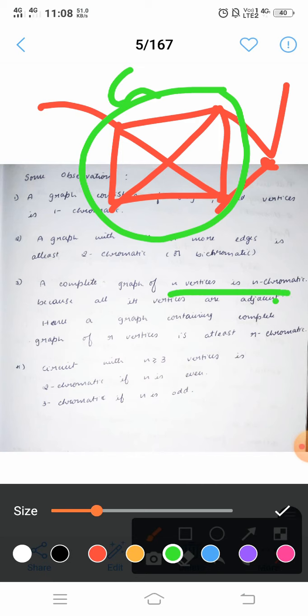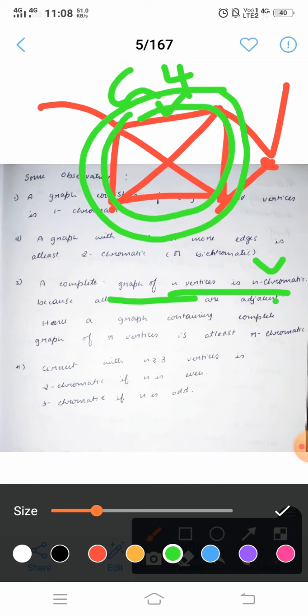We have seen that a complete graph with n vertices is n chromatic, that means I need n colors to paint that complete graph. Here I have the complete graph with 4 vertices. At least 4 colors are needed to paint this complete graph. So the whole graph itself needs at least 4 colors to paint all the vertices of that graph.